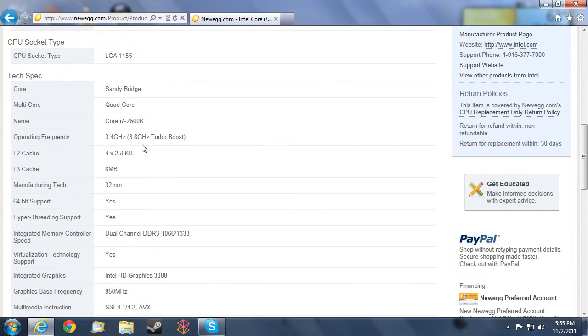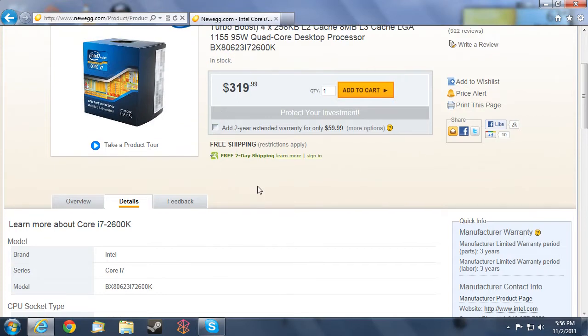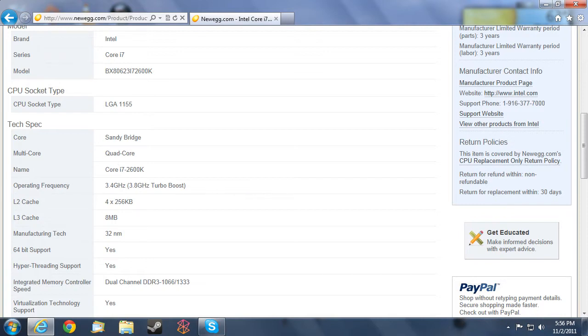So now the tech specs. The core is Sandy Bridge. With processors, there's going to be a lot of different types of architectures. This is telling me that the architecture for this processor is Sandy Bridge. Intel releases different generations of processors. The current generation is the Sandy Bridge processor. The next generation is going to be the Ivy Bridge processor. Both are going to be designed differently and have different benefits. Usually the newest generation is going to be the most beneficial for you.